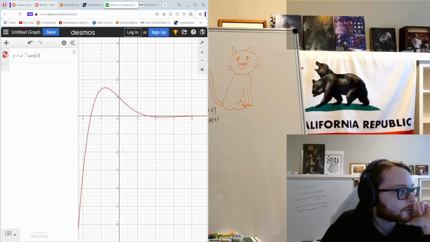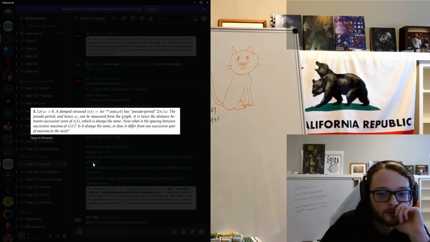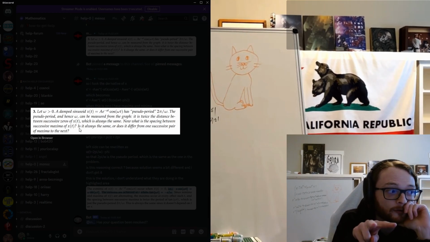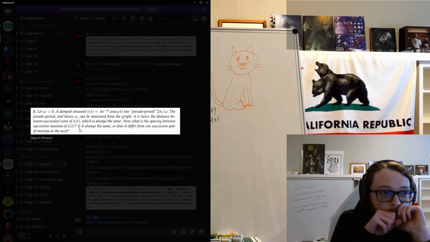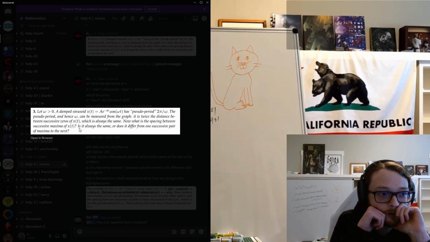So let's go back to their question. Now, the space between successive maxima. Well, I wonder what the definition of spacing is, because the actual distance should be different. But if I just mean the horizontal distance, I imagine that would be the same. Or maybe not.